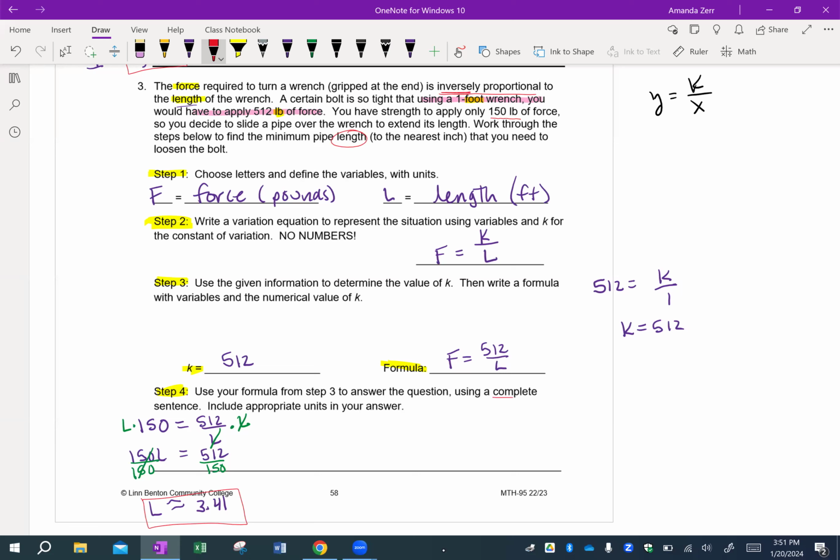Oh, use a complete sentence. Oops, I forgot to do that on mine. Okay, so the length is 3.41 feet.